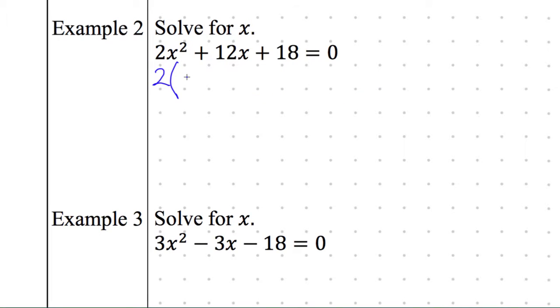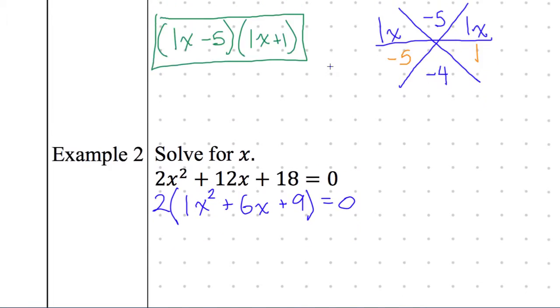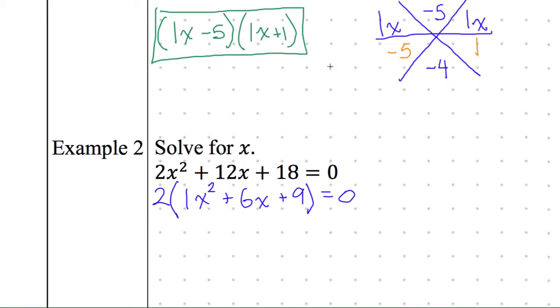What's 2x squared divided by 2? 2 divided by 2? 1. So 1 x squared. Good. Plus 6x plus 9. There it is. Oh, I made a mistake, but that's okay. It is a teacher error.